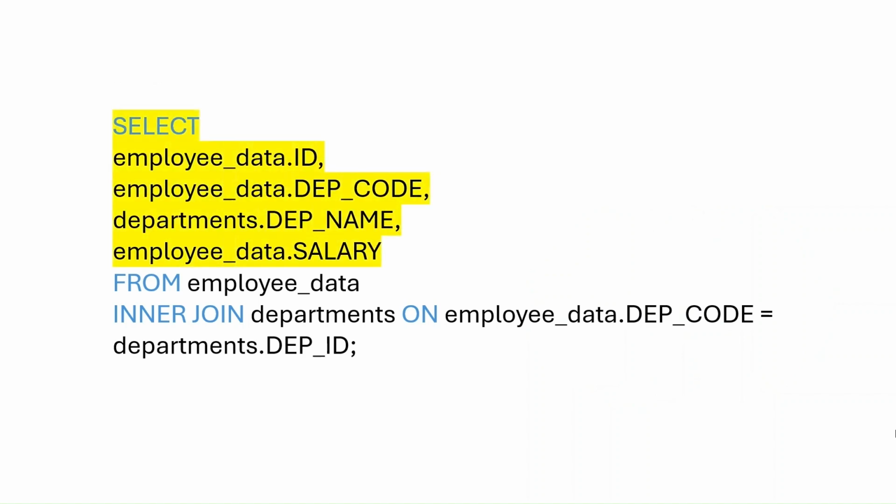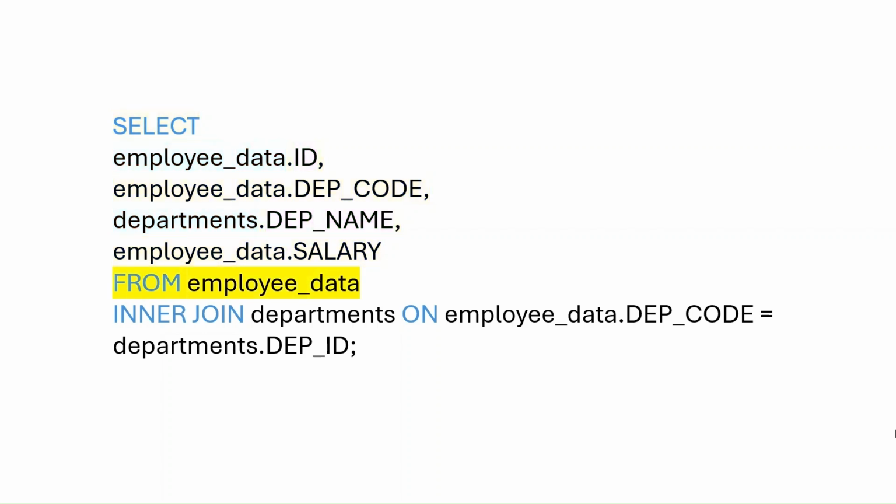We have the select portion of the query, where we are specifying the columns we want to return from each of the tables. So we have the employee ID, the employee department code, the department name, and then the employee salary. I want you to take note of the use of the table names to specify exactly which column we are returning from which table. So we have employee.id to tell MySQL that I want the ID column from the employee data table, and then the department name from the departments table.